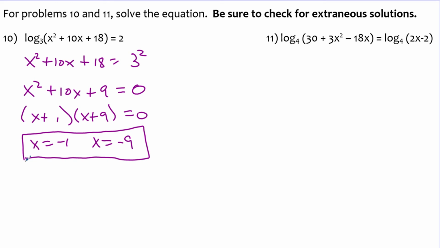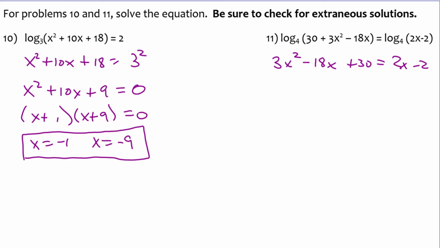Okay? So problem number 11, okay, is different. Okay, so be careful. This is the log on the left, log on the right example. So this means just drop the logs off the problem. And again, I'm going to kind of reorganize. This middle's all messy. So I'm going to make this just look like 3x squared minus 18x plus 30 equals 2x minus 2. And this is really just solving a quadratic. So let's subtract and add over those values on the right. So it's set equal to 0.